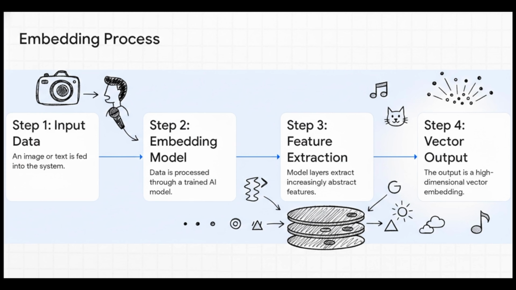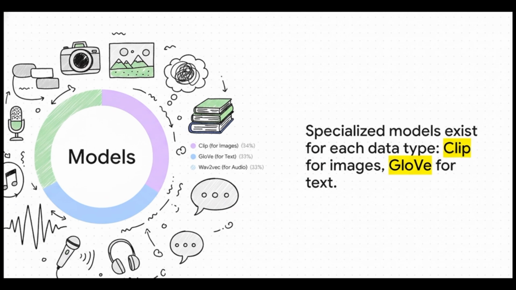And what comes out the other end is our vector, that long list of numbers that mathematically describes the image. And as you might guess, it's not a one-size-fits-all kind of thing. There are different models trained for different kinds of data. So you'd use a model like CLIP if you're working with images, but something like GloVe for text, or even Wav2Vec for audio. Each model is basically a specialist in understanding its own type of data.